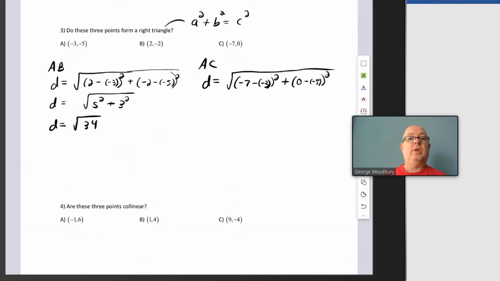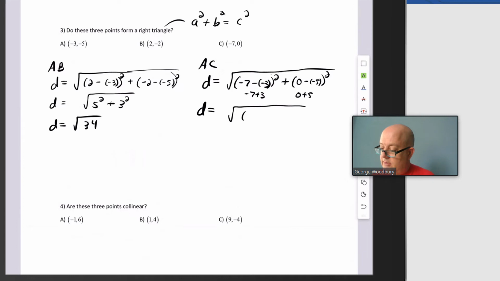That's going to be squared. Again, -7 minus -3 is the same as -7 plus 3, and 0 minus -5 is the same thing as 0 plus 5. So this distance is going to be the square root of -4 squared, -7 plus 3, plus 5 squared, 0 plus 5. -4 squared is 16, 5 squared is 25. So that is the square root of 41.